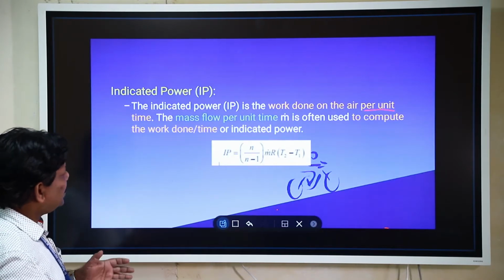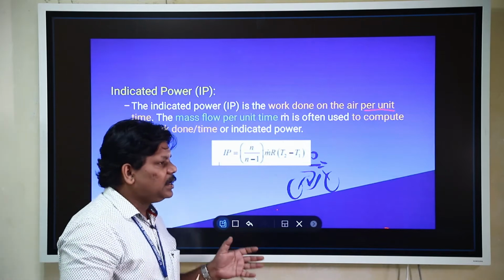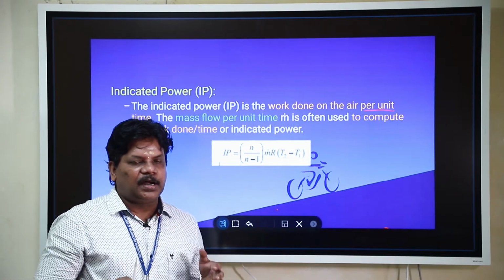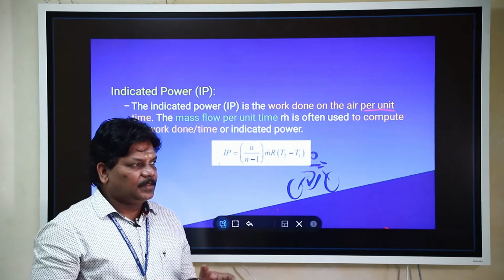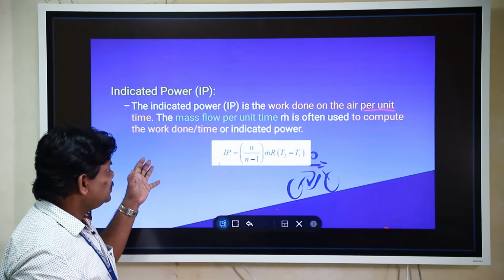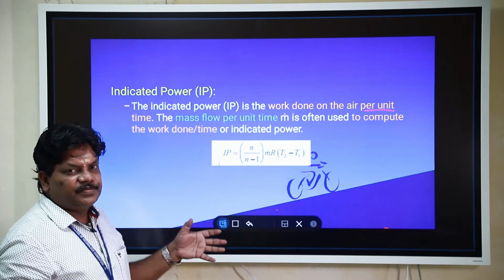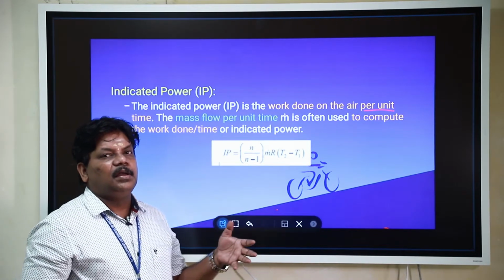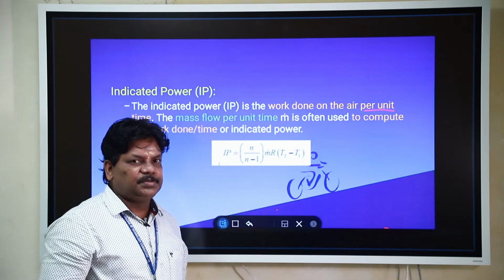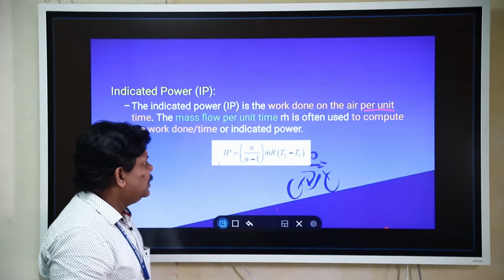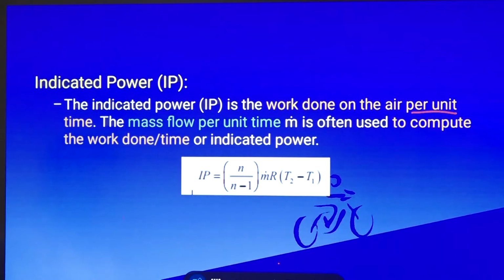Okay, so you have to know. In the case of compressors, you have to know the formula for the work done, then indicated power, then isothermal efficiency, adiabatic efficiency and polytropic efficiency. You should be thorough with the formulas that are given in the syllabus.